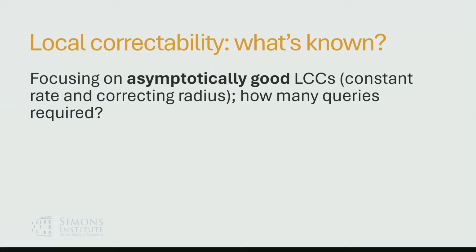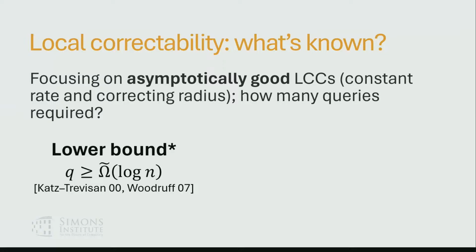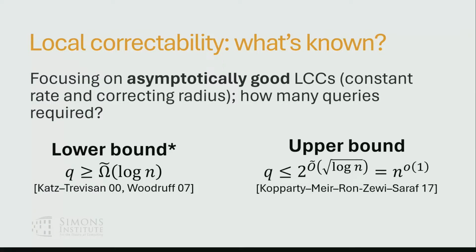In this setting, the lower bound that we have from the seminal work of Katz and Trevisan is roughly log n. But the upper bound is just slightly subpolynomial. It's 2 to the root log n, due to Swastik, Noga and Shivangi. And so you should be able to see there's a big ocean between these two bounds. It's a very major open problem to close this gap.